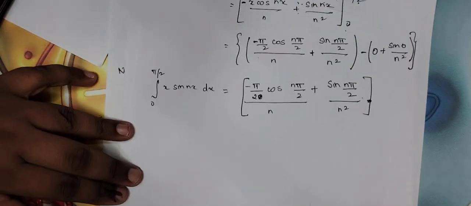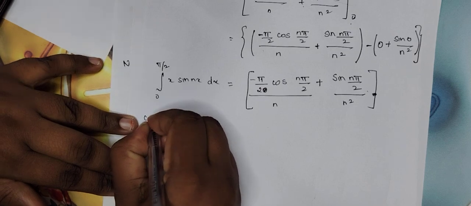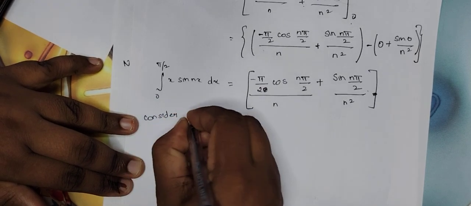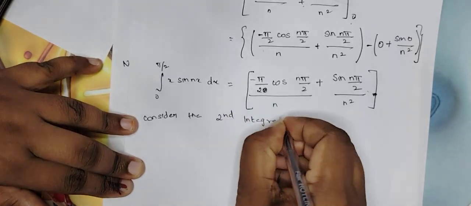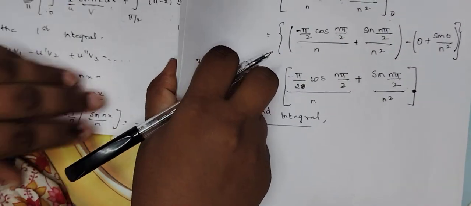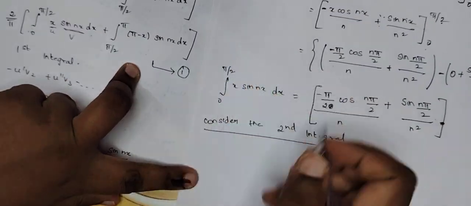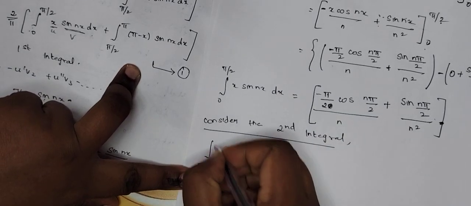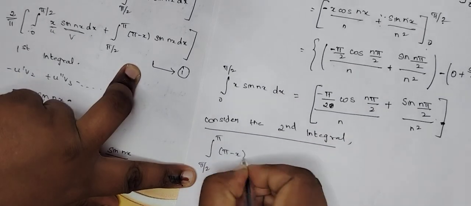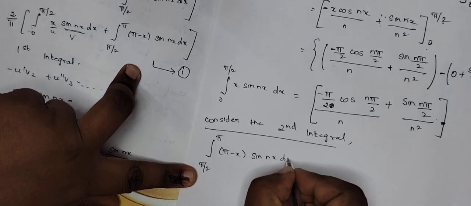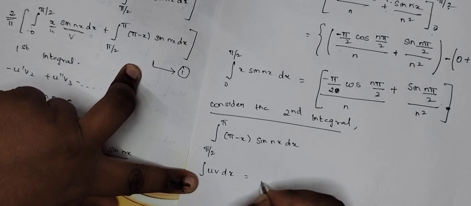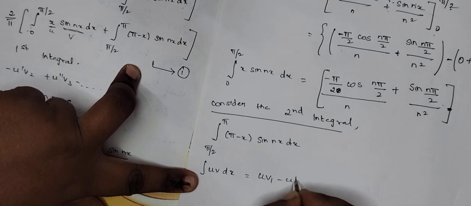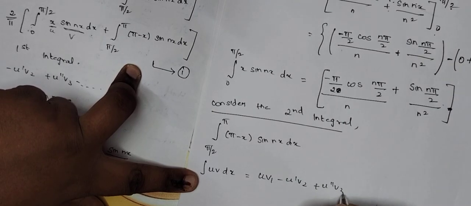Okay. Similarly, I'm going to find the second integral. My second integral, according to my problem, is the integral from pi by 2 to pi of (pi minus x) into sin nx dx. So this is my second integral. I'm going to use Bernoulli's formula, the integral of uv dx, which is uv1 minus u' v2 plus u'' v3 minus and so on.